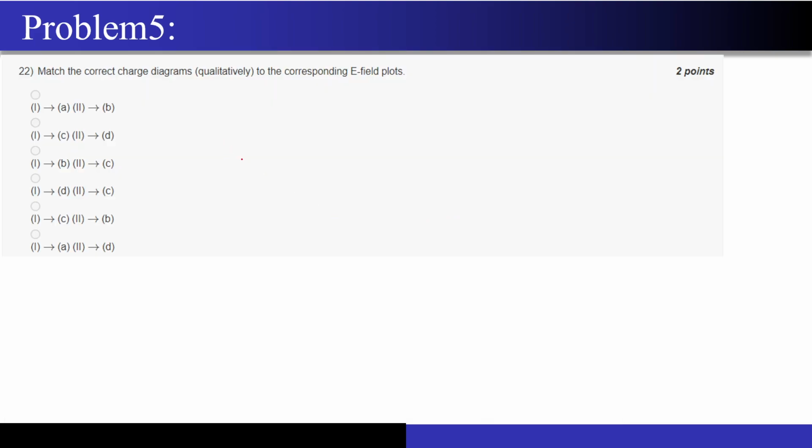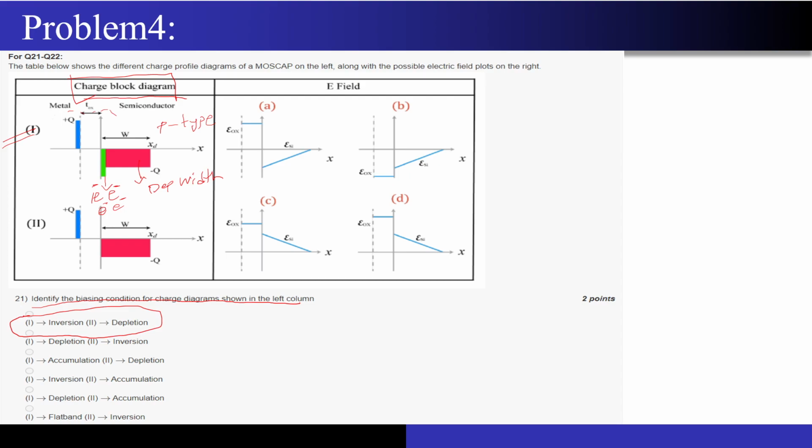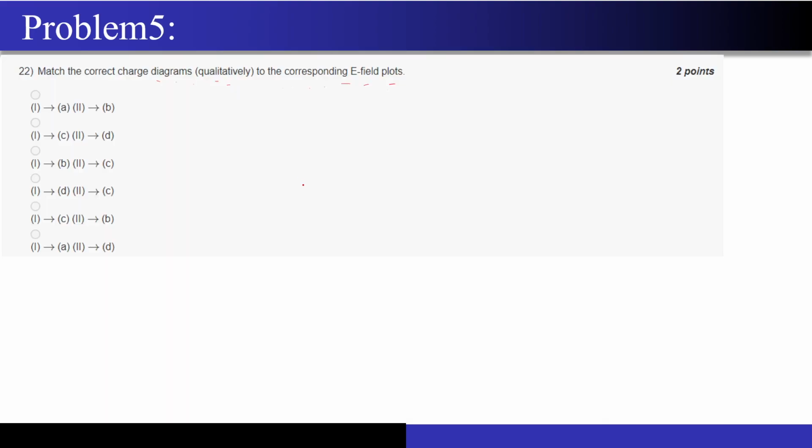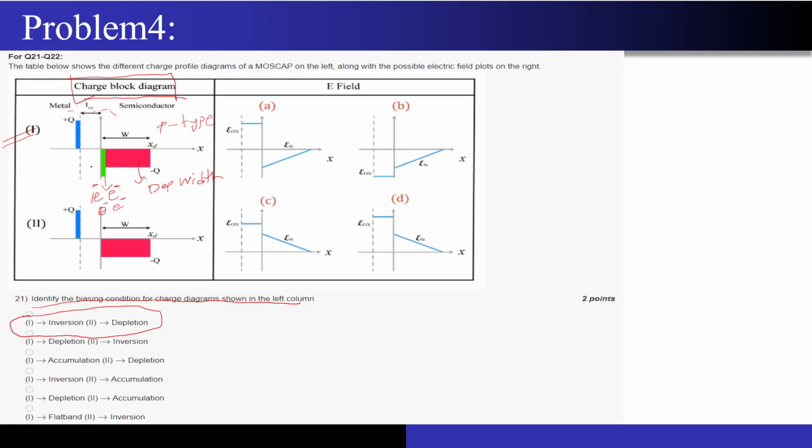Now the second question asks to match the correct charge diagrams to their corresponding electric field plots. This will be a little bit tricky, so hold on with me. Just a minute, let me draw it very quickly. This is my oxide, this is my metal side, and this is my semiconductor side. What was the charge diagram given to me? I had a sheet of positive charges, plus Q, given over here. There was nothing in the oxide, no impurity in the oxide.